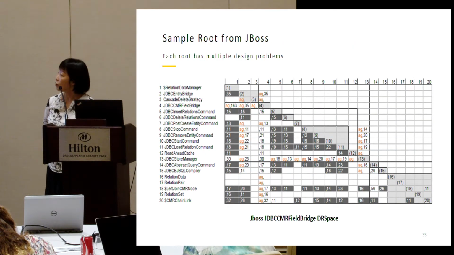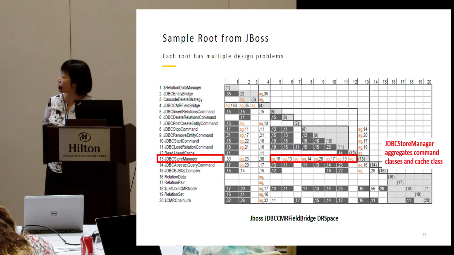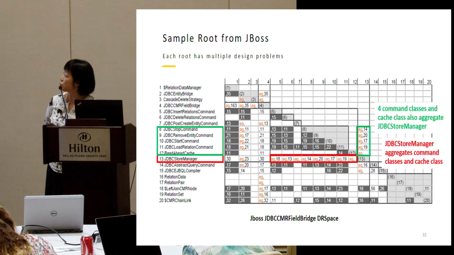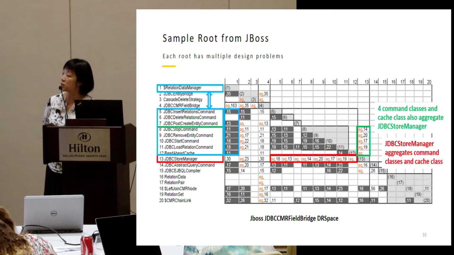This is one root we detected from JBoss. As you can see, file 13 aggregates file 18 to 19, and in the meanwhile file 19 to 18 aggregates 13, a cyclical dependency, which is not unusual. But look at these numbers behind the aggregation sign: 14, 20, 17. This is not just a cyclical dependency; it's a very expensive one. And these very high numbers mean the first file is also an unstable interface. So this is one root we detected, and it has multiple architecture problems.